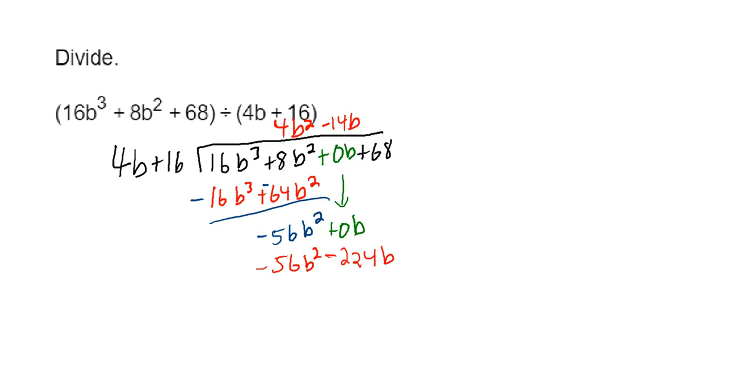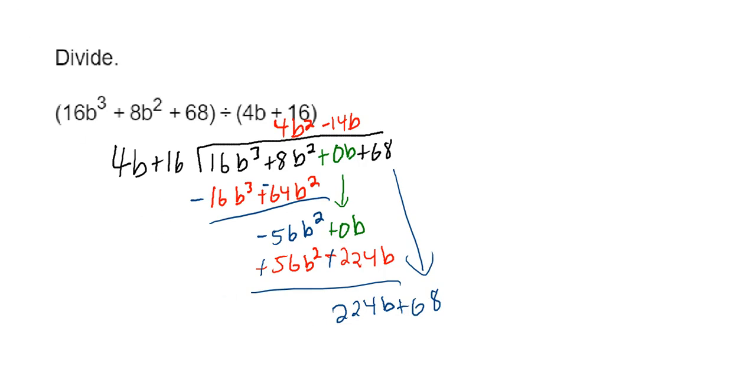Don't forget this very important step. Change the sign of both of these terms because we want to subtract this. The negative sign gets distributed and these both become positive. The highest power of b cancels out. 0b plus 224b will stay 224b. Now we bring down the 68 and we finish the process one last time.